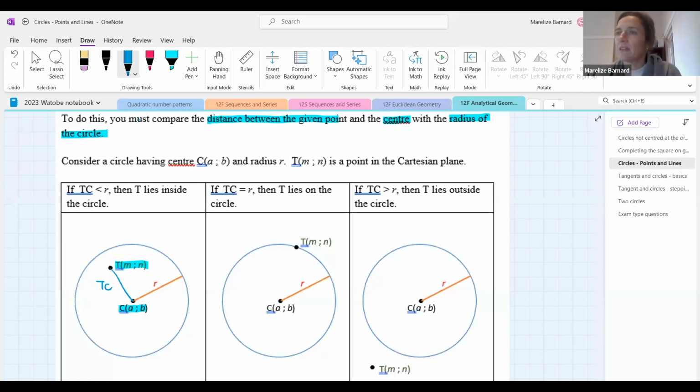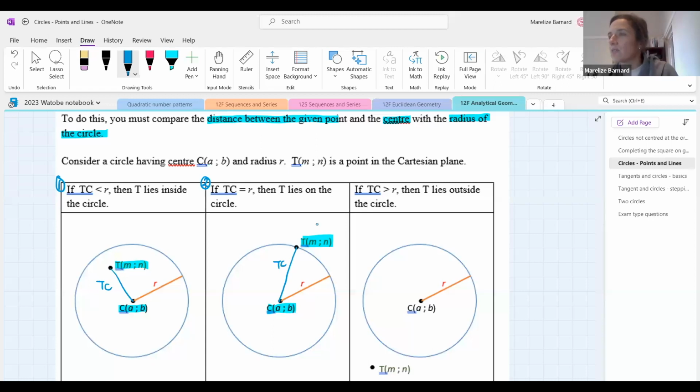The second scenario is if this point that we are interested in, point T, lies on the circumference of the circle. And here's my center again. If we connect point T and point C, and we get that distance TC, then that distance is going to be the same as the radius, because it's the distance from the center to the circumference of the circle. All right, so that's that one.